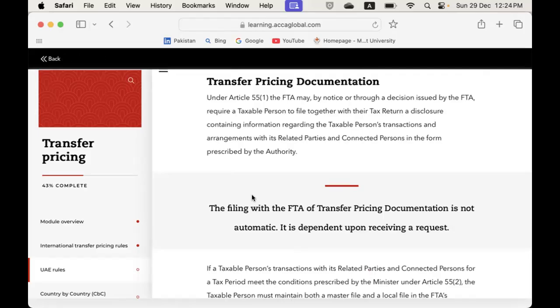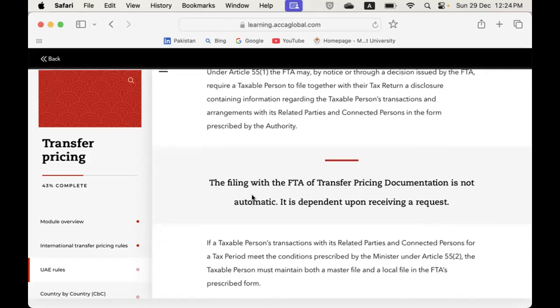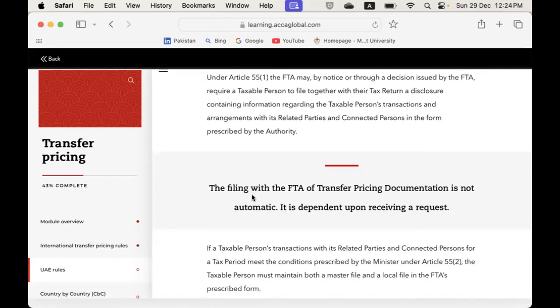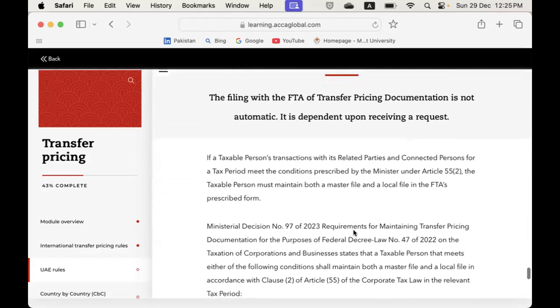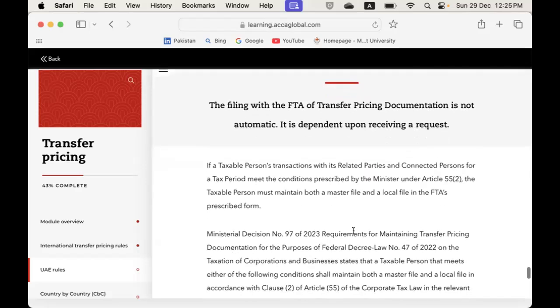In UAE's case, there is one more documentation for transfer pricing. Can somebody think of it? We have to file that document together with the tax return. Related party disclosure form. Transfer pricing disclosure form. Maybe the nomenclature may differ, but yes, that's what it is. So under Article 55, FTA may, by notice or through a decision issued by the FTA, require a taxable person to file together with their tax return a disclosure containing information regarding the taxable person's transactions and arrangements with the related parties and connected persons in the form prescribed by the authority. So that's another return basically which we have to file together with the corporate tax return.